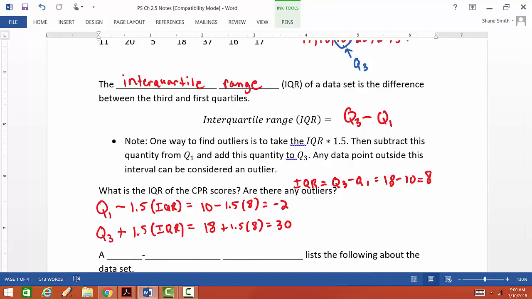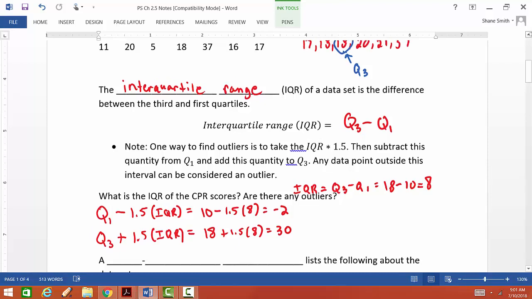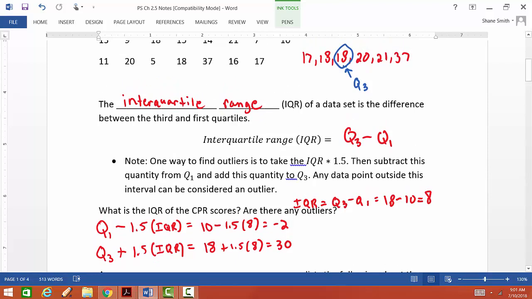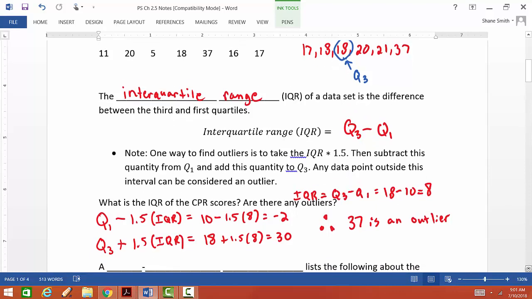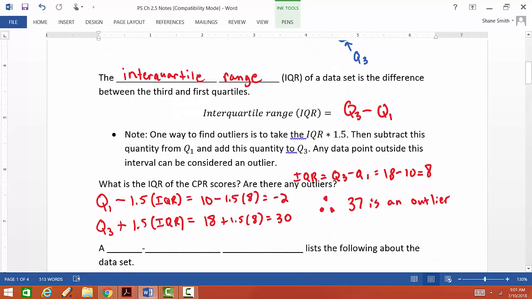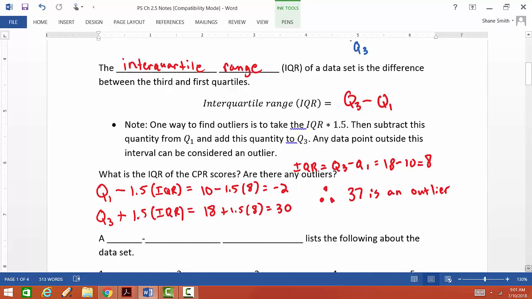If there's a value in our data set that is below negative 2 or above 30, that is considered an outlier. And there's no values below negative 2, but indeed 37 is above 30. So we can say, therefore, 37 is an outlier. And that's how you can find outliers using interquartile range. Later we'll talk about another way to find outliers as well, but this is one of the methods that you can use.